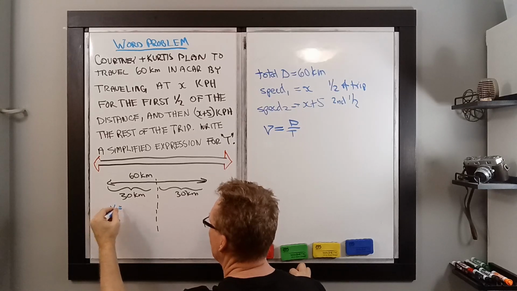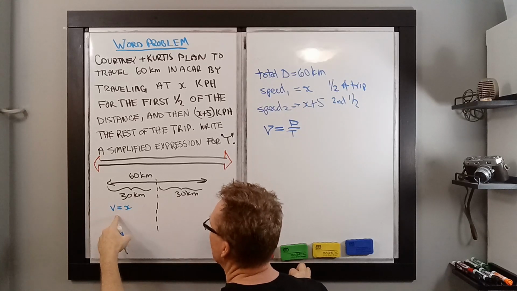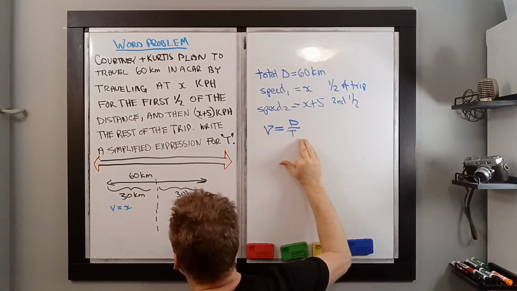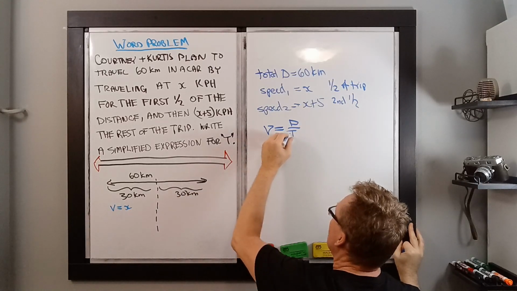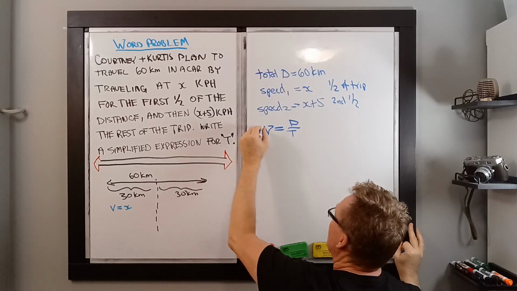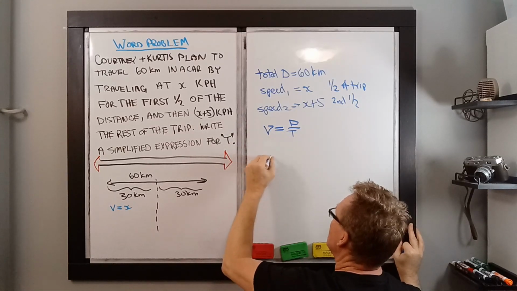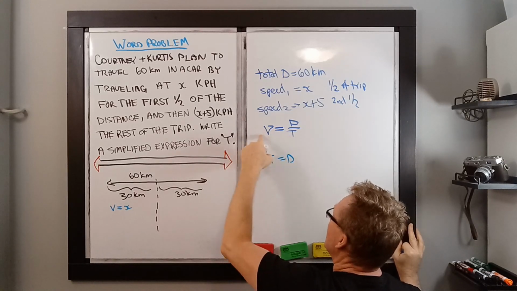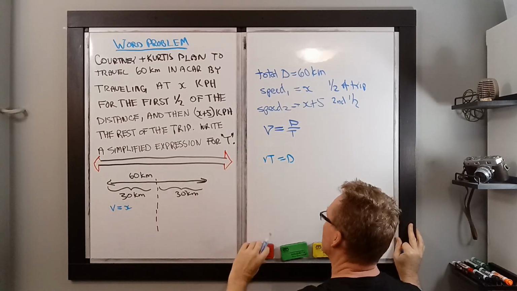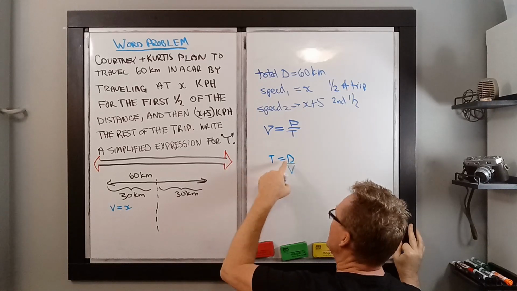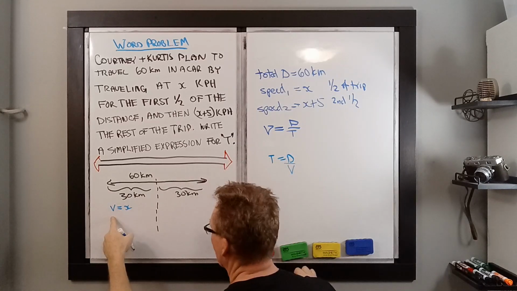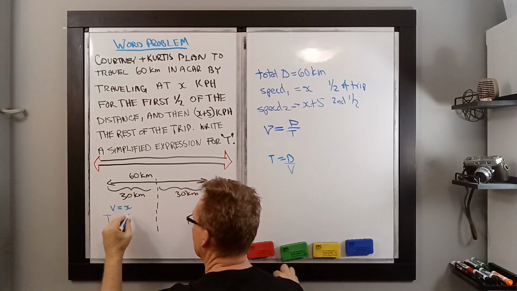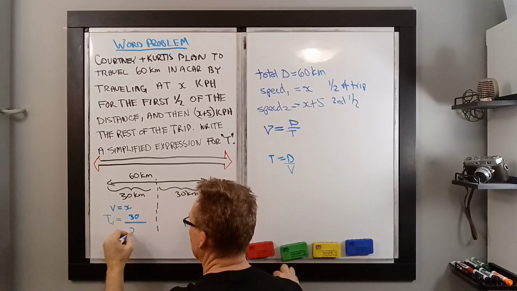First of all, this blue part of the trip, the speed is what? The velocity or the speed is x, and the time, so since we have velocity is equal to distance over time, if we wanted to solve this for time, we multiply through by t, so velocity times time equals distance. Then we divide both sides by velocity. Time is equal to distance over velocity. So the time 1 is equal to the distance, which is 30, over the velocity, which is x.